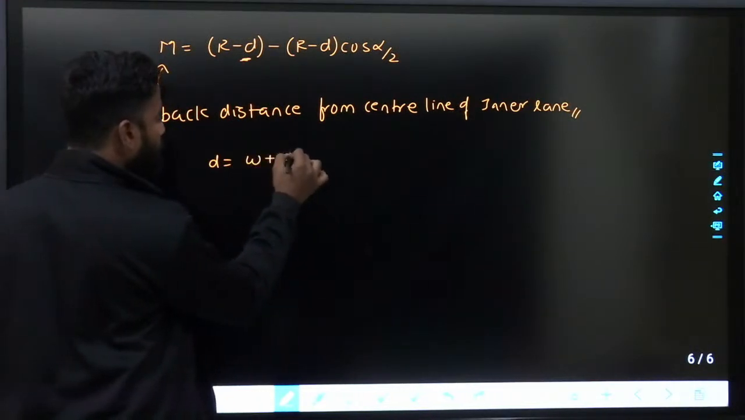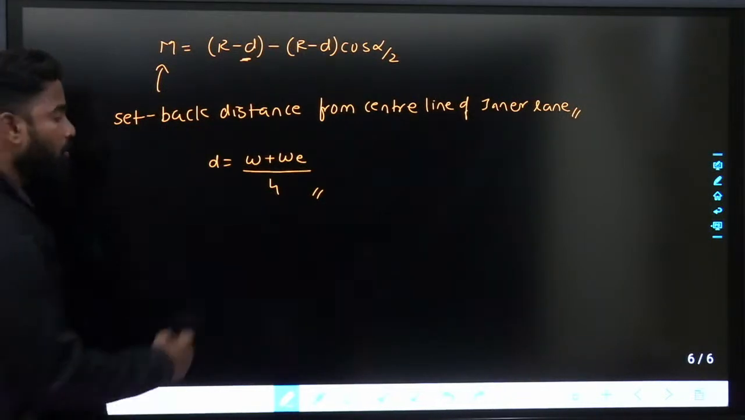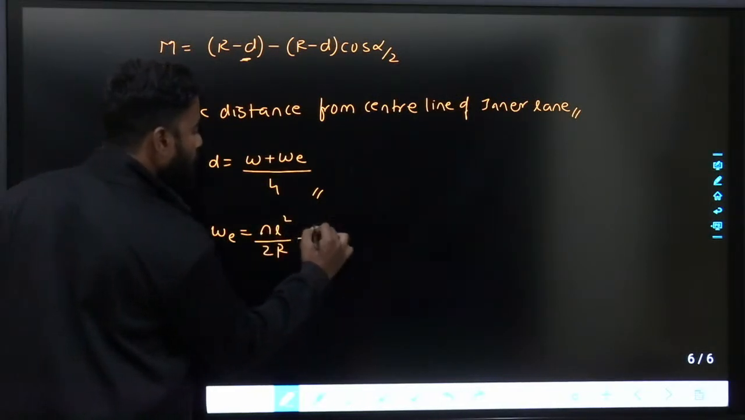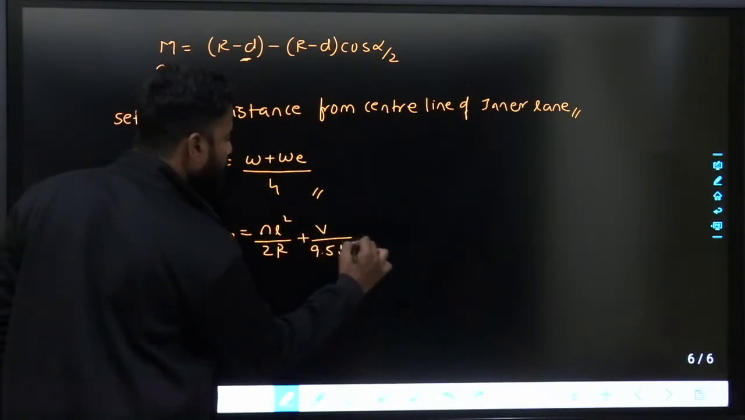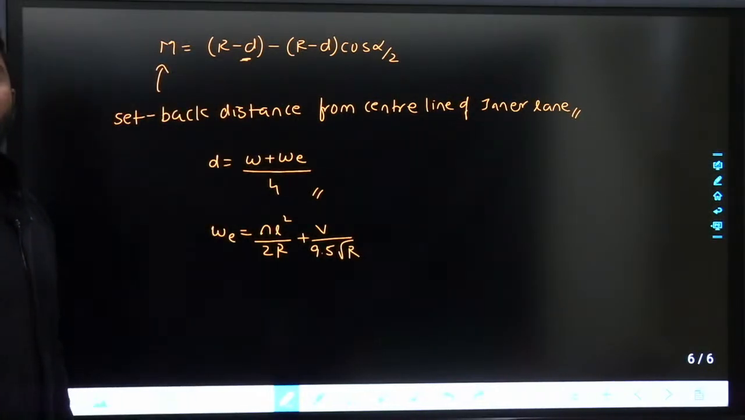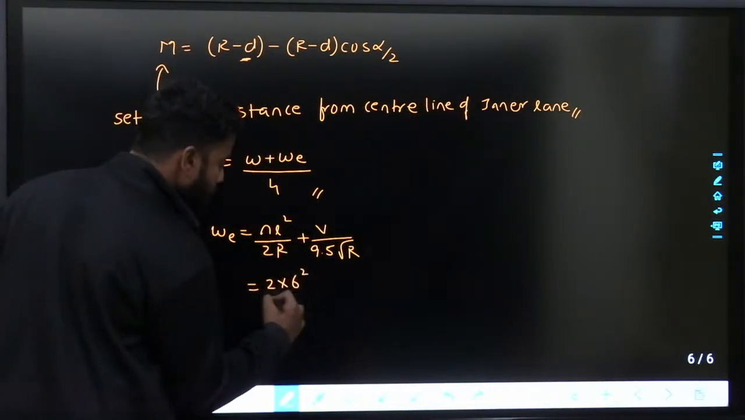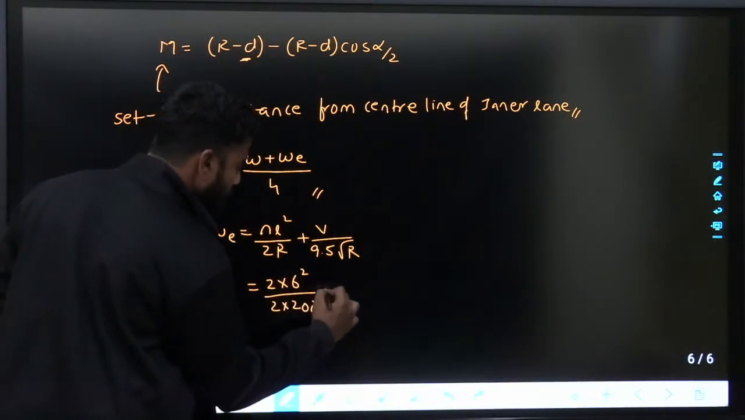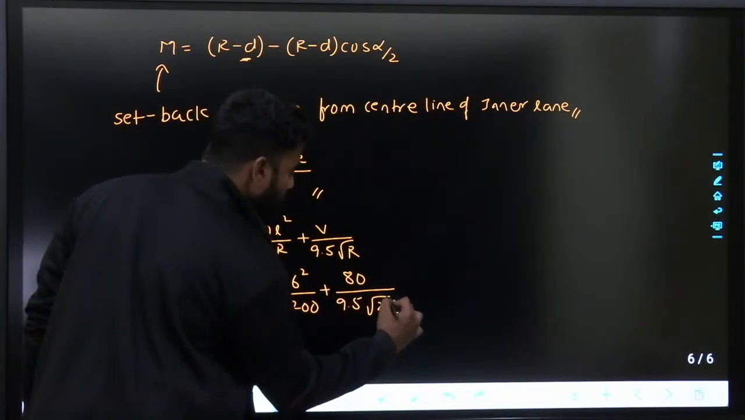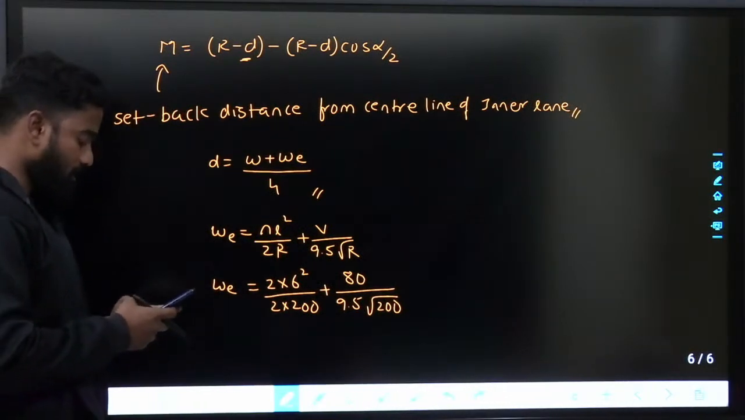For that, you will take W plus WE upon 4. How are you going to find out extra widening? WE equals NL square upon 2R plus V upon 9.5 root R. Sir, L is not given. If L is not given, I told you to assume it as 6 meters. So for a 2-lane highway, 2 into 6 square upon 2 into 200 plus V in kilometers per hour, 80 upon 9.5 into root 100. This is extra widening.